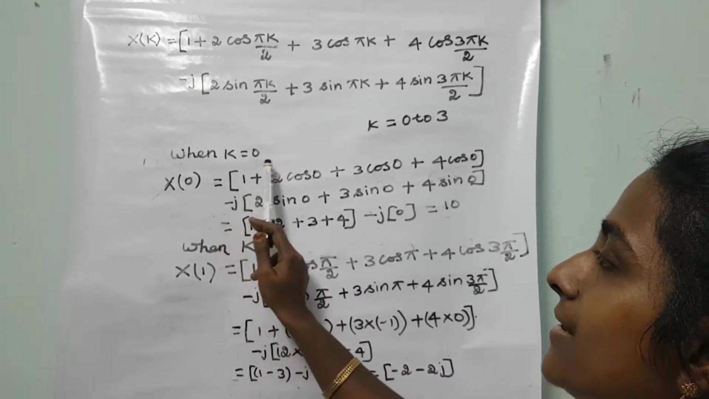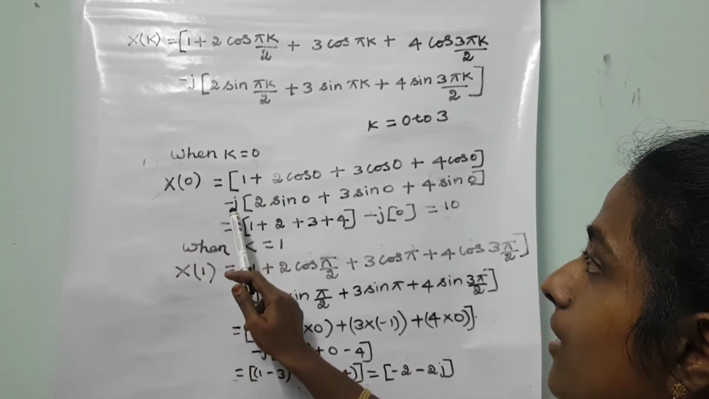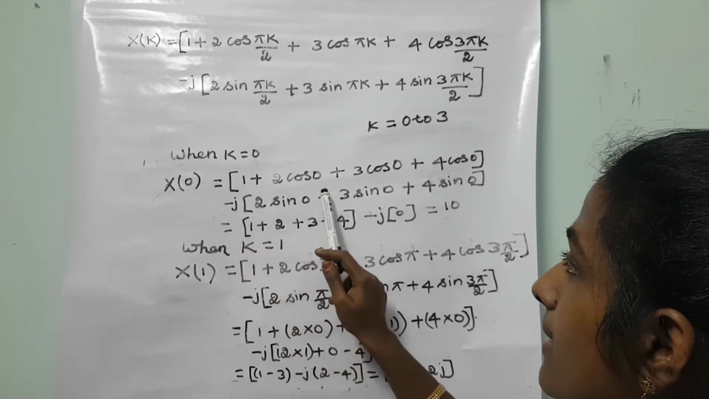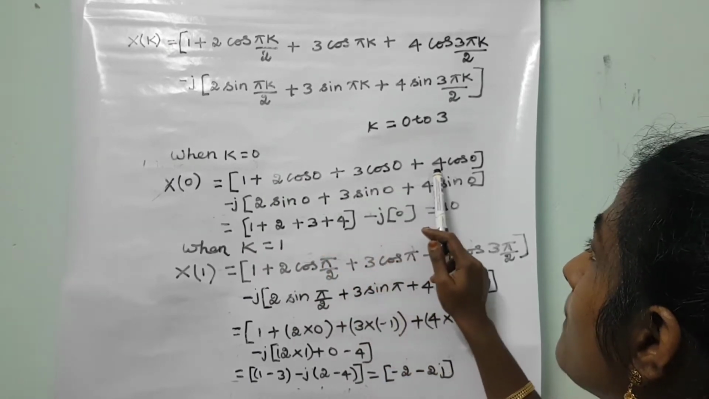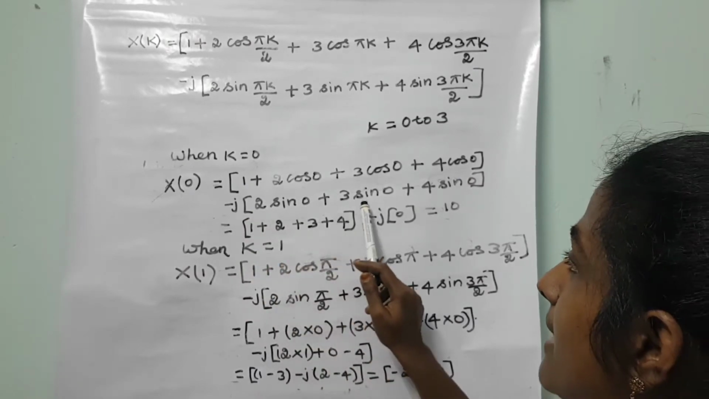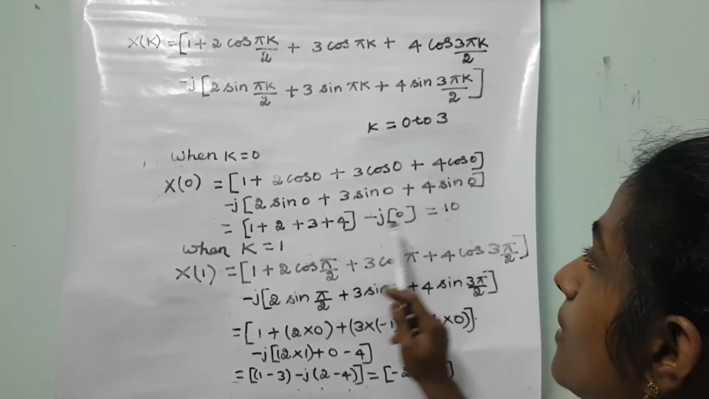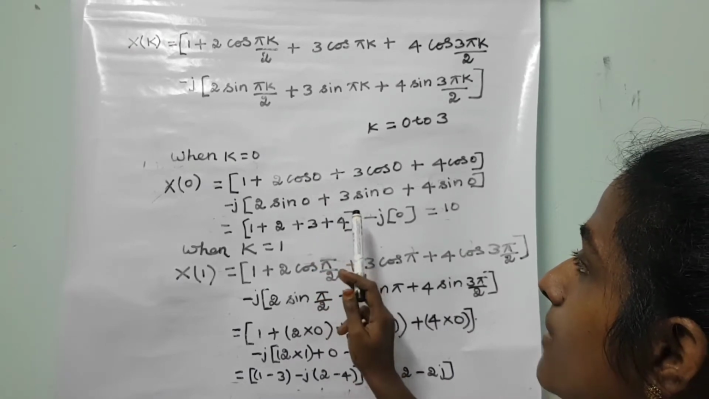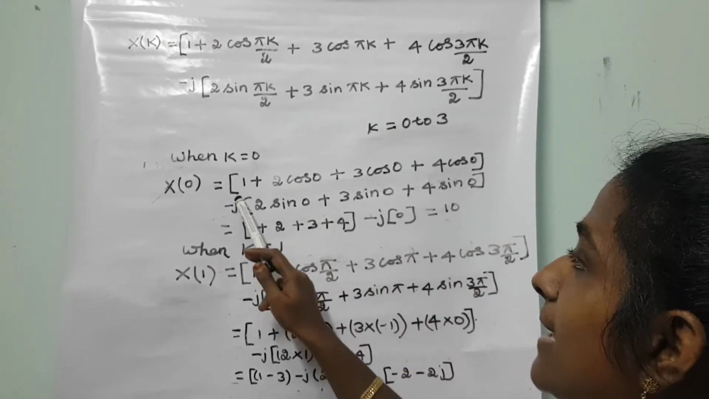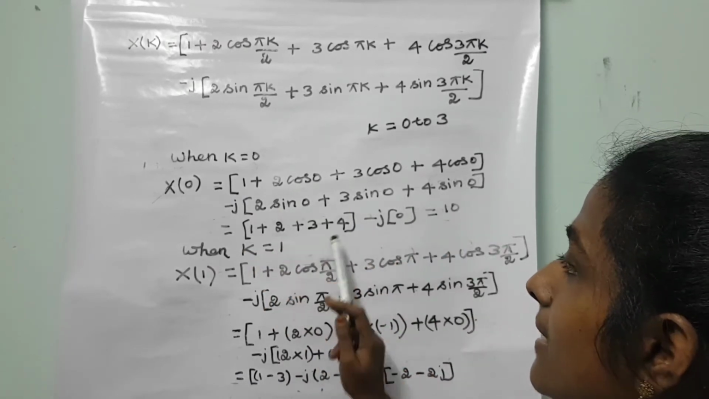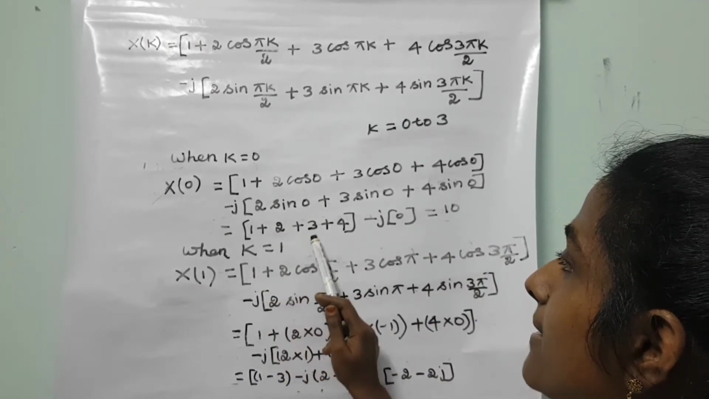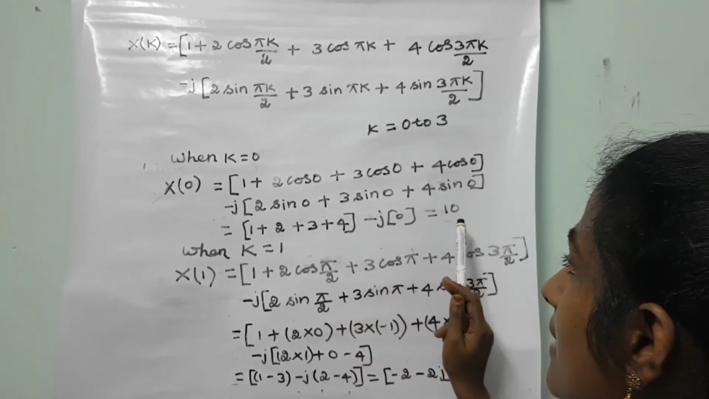So first, when k is equal to 0, x of 0 is equal to 1 plus, in the kth place you substitute 0. So 1 plus 2 cos 0 plus 3 cos 0 plus 4 cos 0 minus j into 2 sin 0 plus 3 sin 0 plus 4 sin 0. Cos 0 value is 1, so you will get this term. But sin 0 value is 0, so the imaginary term will be neglected. Neglected means that value is 0. So 1 plus 2 plus 3 plus 4 is equal to 10.